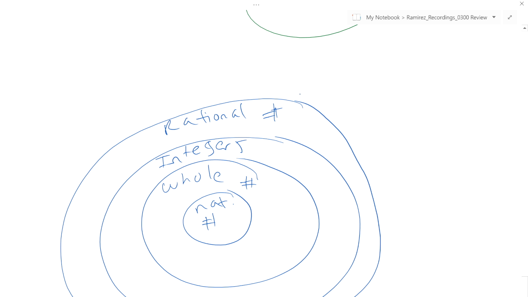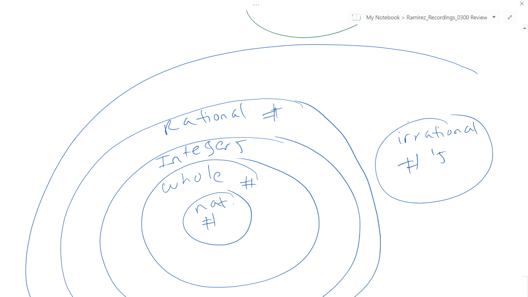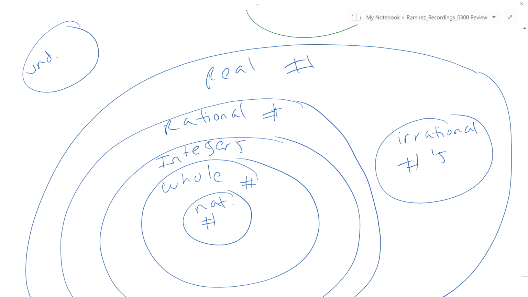They follow the fraction form. And then afterwards, here in a little bubble, we had irrational numbers. Finally, both irrational numbers and rational numbers live under the real number system. And so, but again, undefined was just out here on its own.